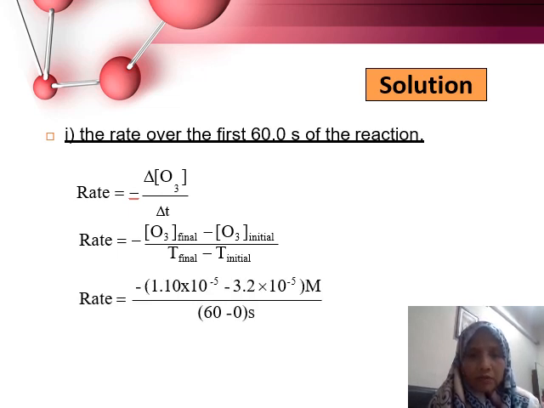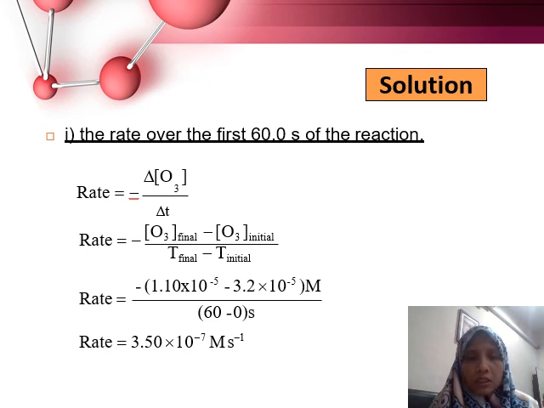So we have the data: concentration at final, at 60 seconds, is 1.10 × 10^-5, minus 3.2 at the initial, at 0. This is at 60 seconds, this is at 0 seconds, and this is for concentration, over 60 minus 0. That will give you a rate of 3.5 × 10^-7 molar per second. You must always remember the unit for concentration is molar, and for time is second, so molar per second.